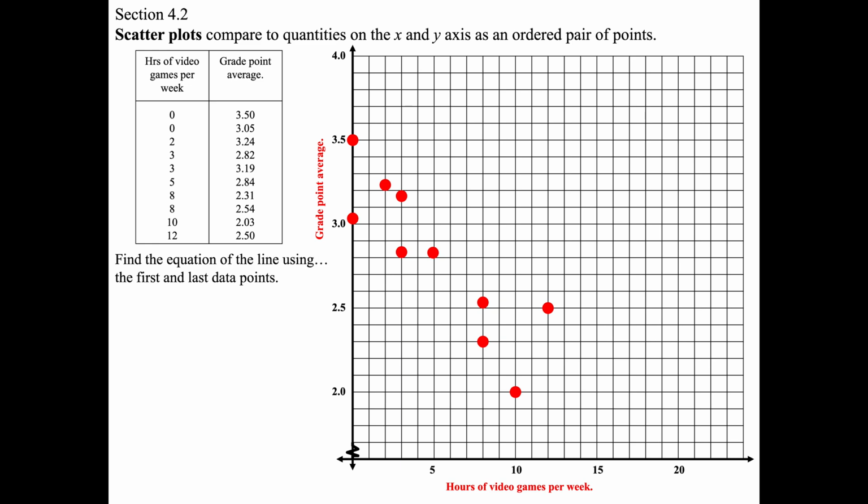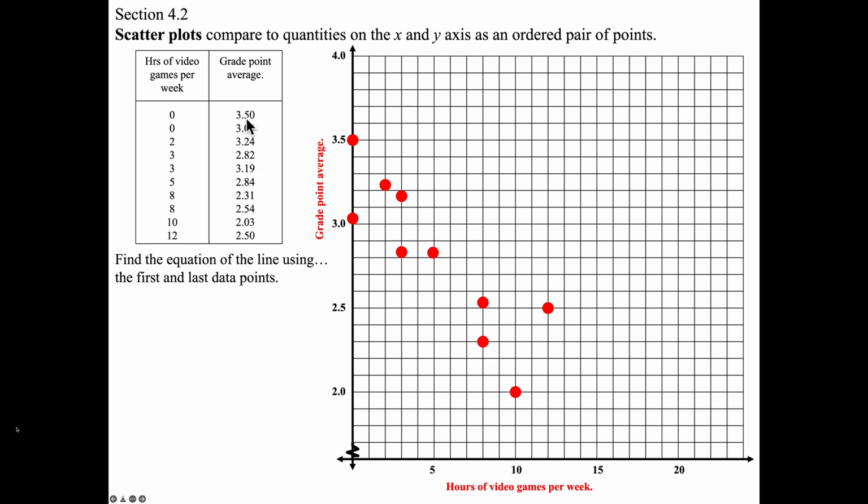Now you may be asked to find the equation of the line using certain data points. This is not the best way to find your best fit line. In this case, the author says, let's use the first point and the last point, and we'll call that our best fit line. The first point is at 0, 3.5, and our last point is at 12, 2.5. So it's basically these two points right here.